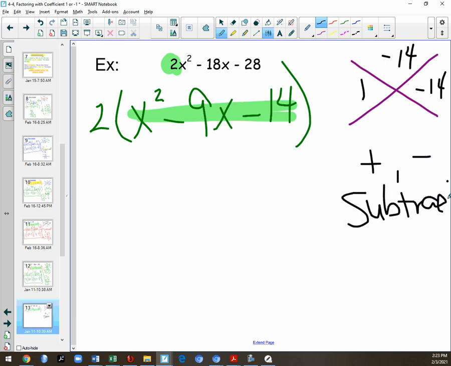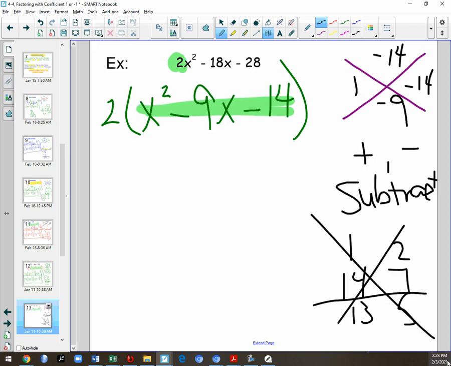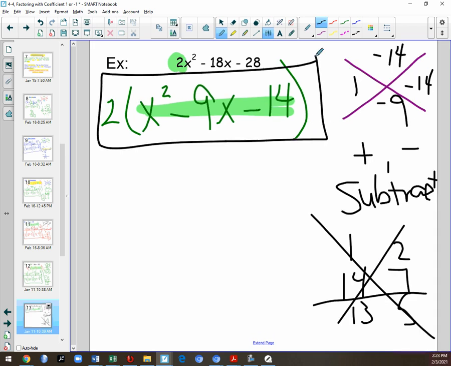Factors of 14 are 1 and 14, 2 and 7. If I subtract them, I get 13 and 5. Am I ever going to get my negative 9 that I need to have? Because that's my b value. The answer to that is no, I can't. So that means this is as far as it goes, and that's irreducible from there.